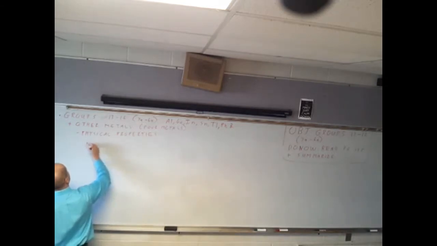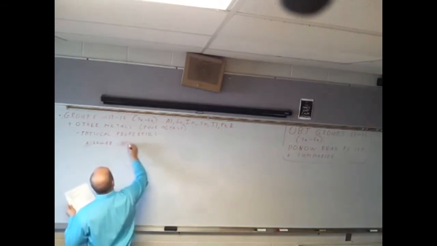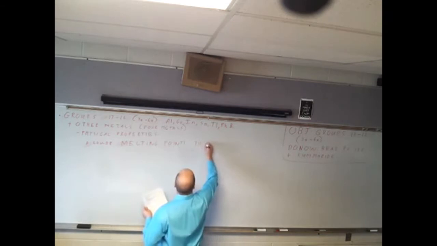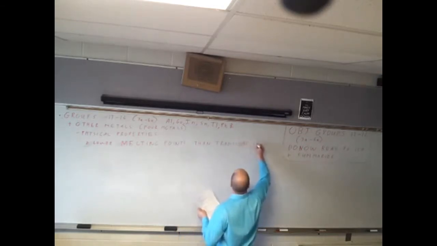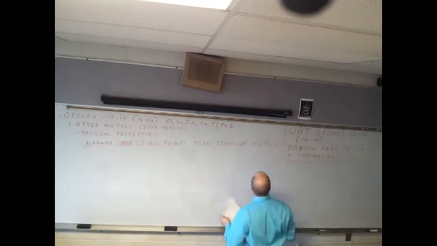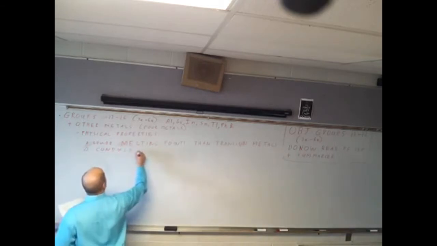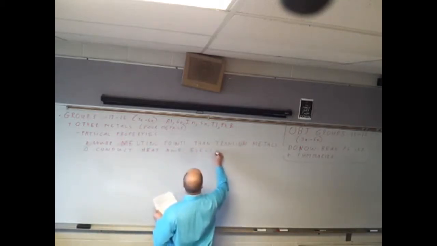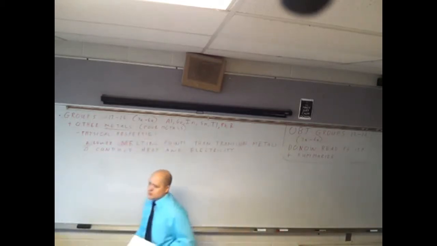I already did dashes. Let's do triangles. They have lower melting points. Lower melting points, and then the other thing, and this one you kind of already know: they conduct heat and electricity. And why did I say you already know it? Because they're metals. Metals conduct heat and electricity, right? It's part of the definition.